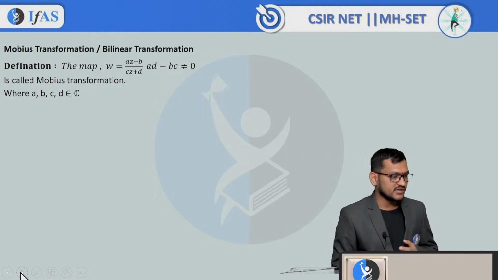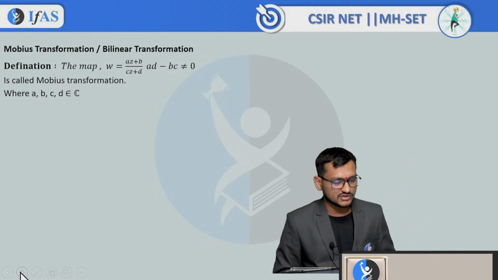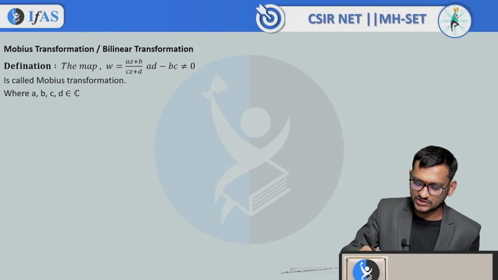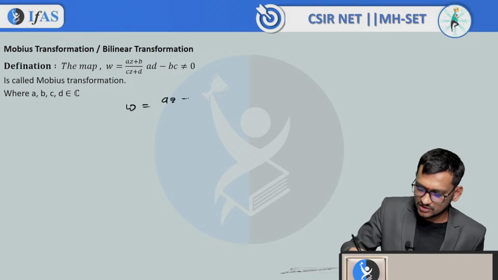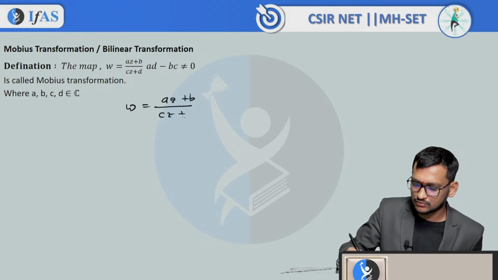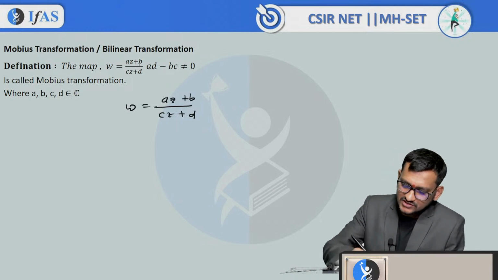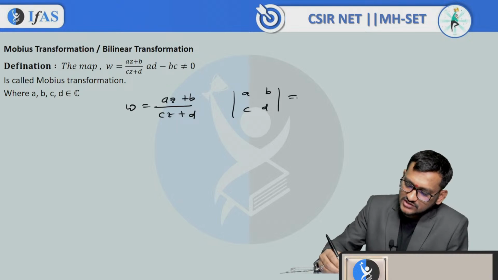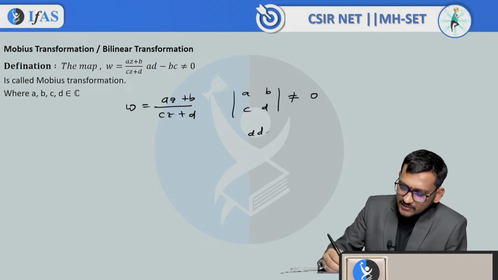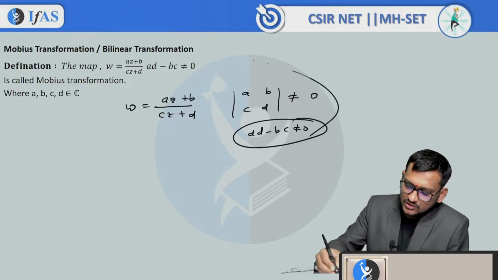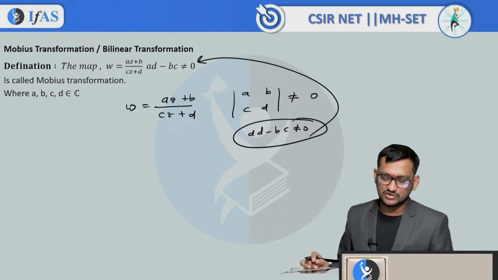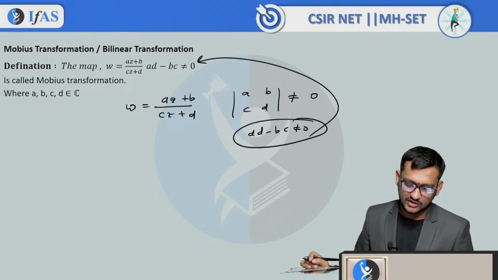Next we have Mobius transformation. So what is Mobius transformation? A transformation of the form omega equal az plus b upon cz plus d. Such transformations are called a Mobius transformation. Now the condition is that this coefficient determinant a, b, c, d should be non-zero. That means ad minus bc should be non-zero. This is what I have written here. Then only we can call this map a Mobius transformation.